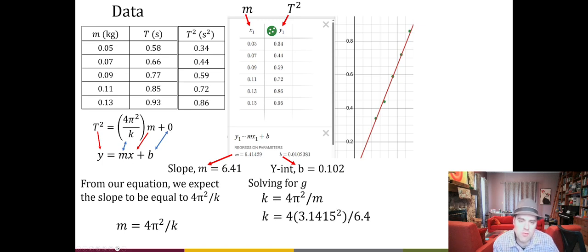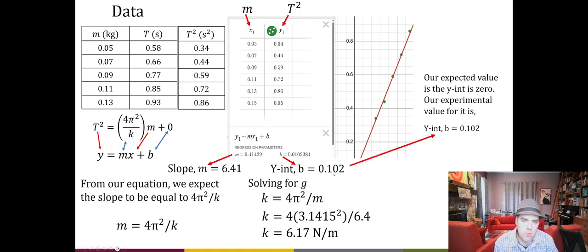We can plug in our values, and we arrive at 6.17 newtons per meter. Our y-intercept here is 0.102.